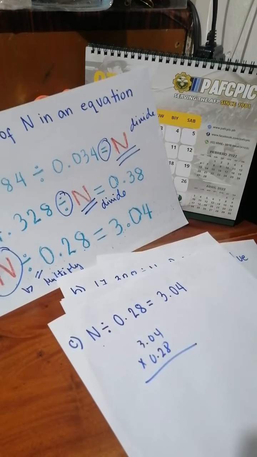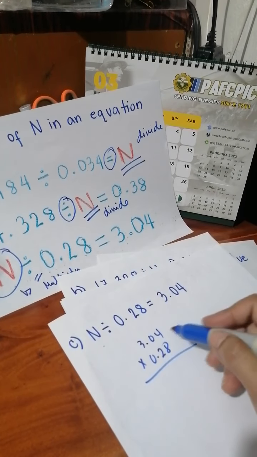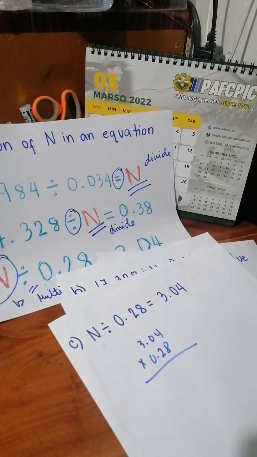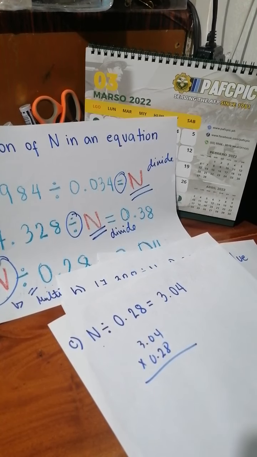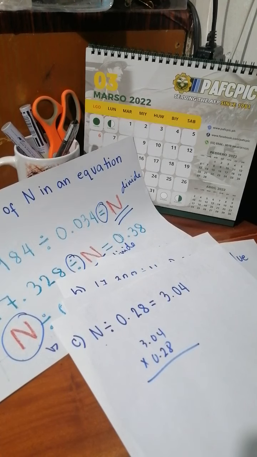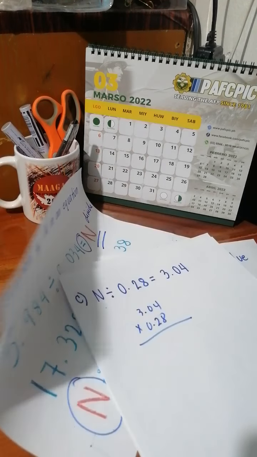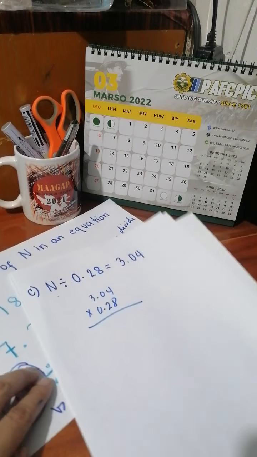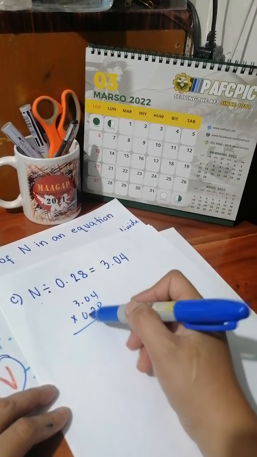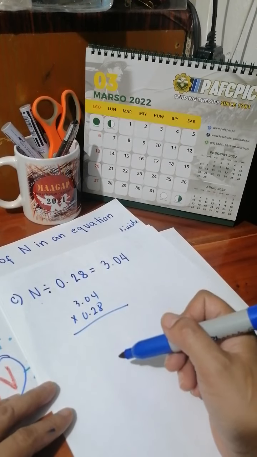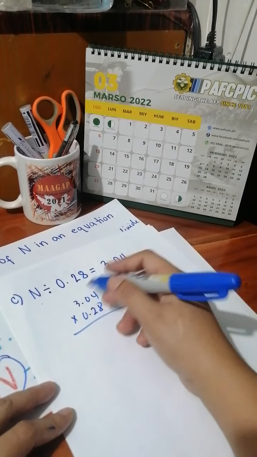So dito, sa 3.04 times 0.28, the usual na gagawin natin dito is like yung usual na multiplication. We don't do anything. The only difference here is after we get the product, we just have to, what? Count the number of decimal points dyan. So, yun yung magiging location ng decimal point after. So, before that, let's multiply.